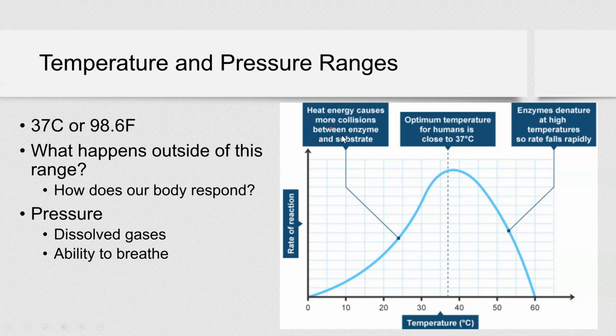When the heat energy is very low, then you have less collision between enzyme and substrate, and reactions are very slow, and they can get to the point where they slow to the degree that you cannot sustain life functions anymore, right? And somebody can die if the body temperature goes too low. Right now, it's asking, how does your body respond if your body temperature goes up or down? That will be covered in the next slides. Pressure is needed for your ability to breathe and to dissolve gases in the plasma of your blood, right? So we also need appropriate atmospheric pressure.